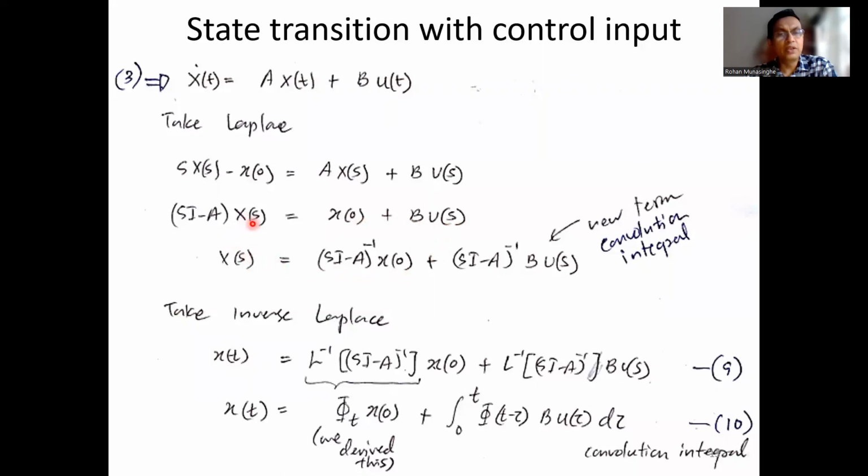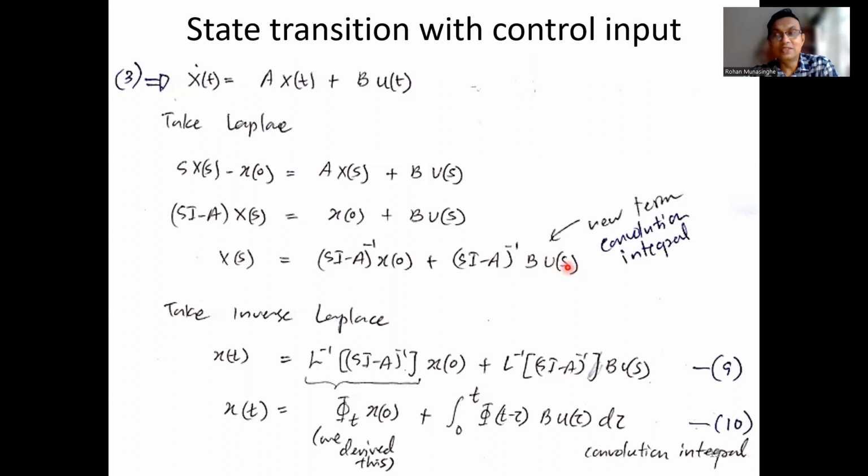Then you try to isolate X(s) over here. (sI minus A) goes to the right hand side as previously. It becomes (sI minus A) inverse here and here. This is what we had earlier, we have dealt with it, done, but this is a new term, right? New term, and it's a convolution integral. My God, it's coming again here, right?